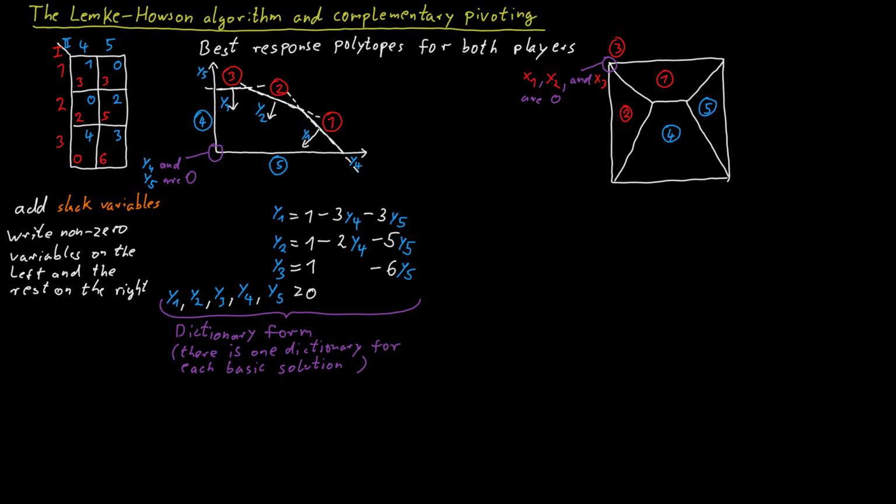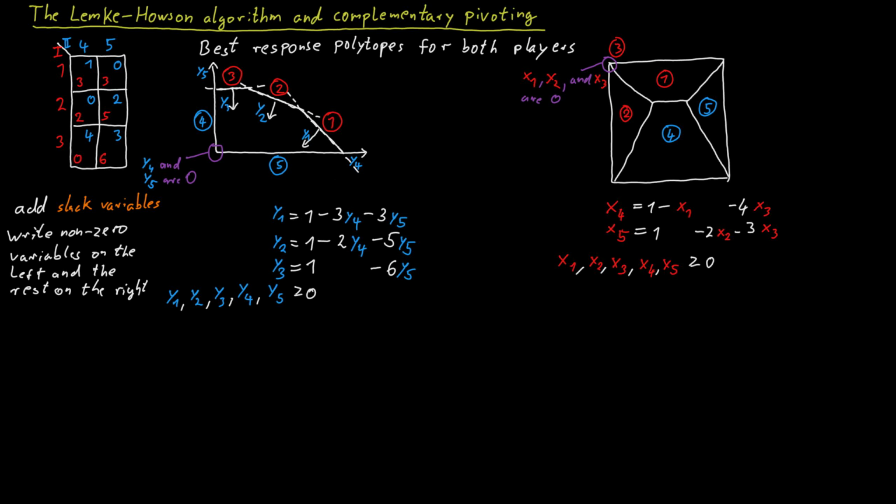Well, it would simply be x4 on the left side, because it's non-zero, equals 1 minus x1 minus 4 times x3, because x1 and x3 are 0 variables, so they should be on the right side. And the coefficients here just come directly from the payoff matrix of the second player. And then we also have x5 is equal to 1 minus 2 times x2 minus 3 times x3. Again, x5 is on the left because it's non-zero, and x2 and x3 are on the right because they are 0. And all the variables should be non-negative as well.